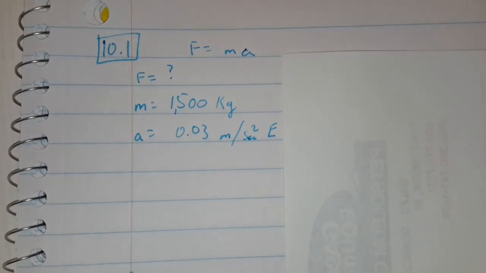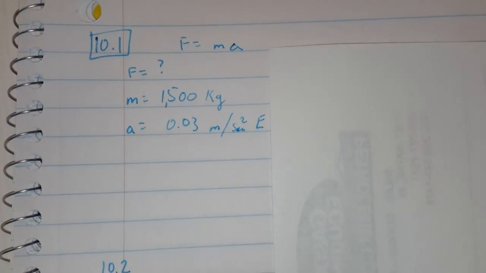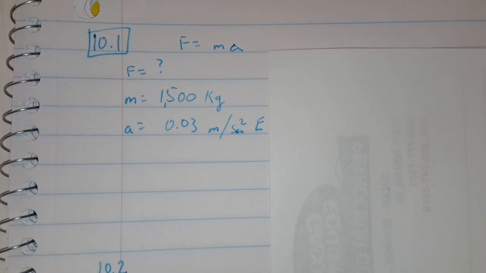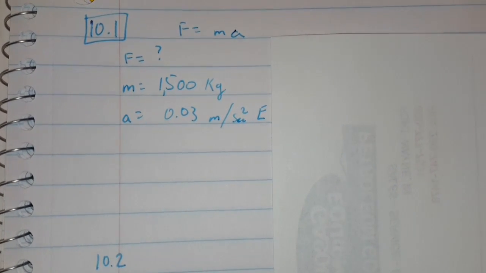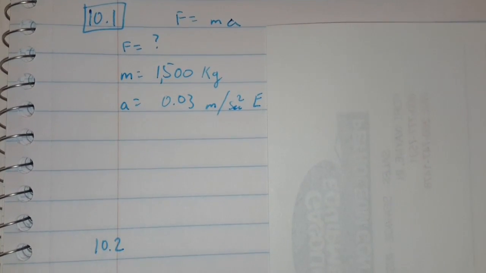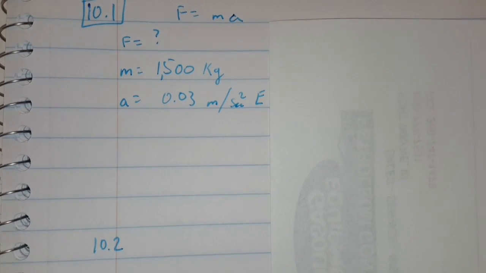Alright, so let's go ahead and sit down and take a look at what we've got. This is a force equals mass times acceleration problem. F equals ma. The first thing I always do is write down the values that I know for a problem. The variables are F, m, and a. We don't know what F, the force, is. That's what we're looking for. The mass of the car is 1,500 kilograms. The acceleration that they give us is 0.03 meters per second squared east.